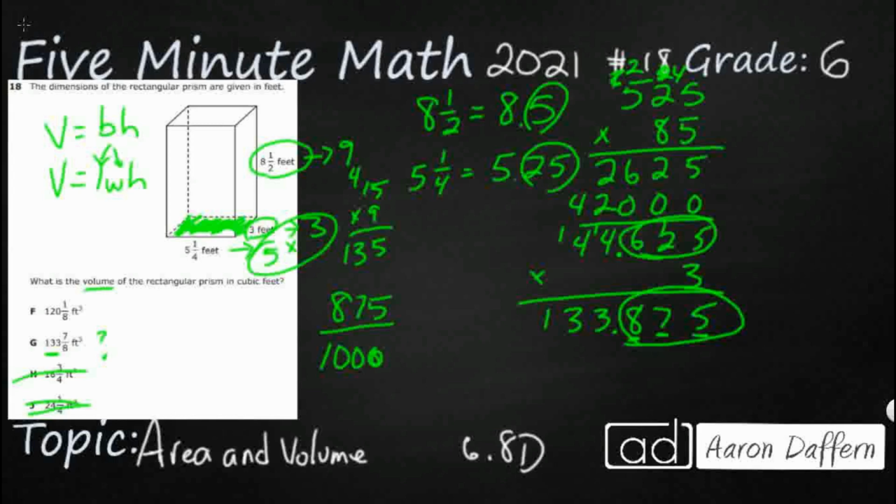All I would need to do would be to simplify. And if you want to simplify, reduce by 5s, that would take forever. I happen to know that 125 goes into both of these. And guess what? It goes in 7 times in the numerator, 8 in the denominator. So really, 133.875 is 133 and 7/8, and my answer is G.